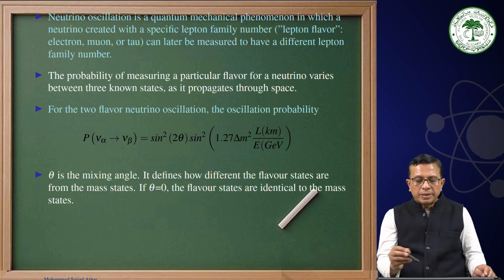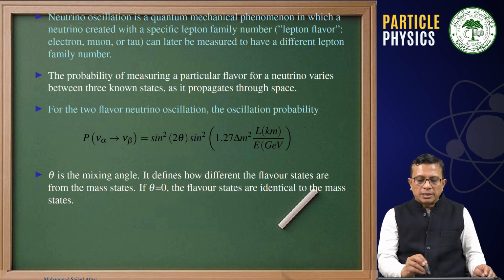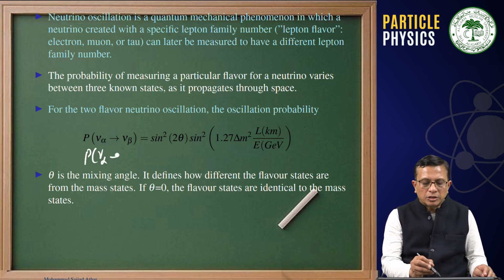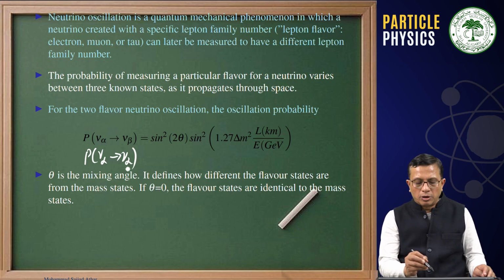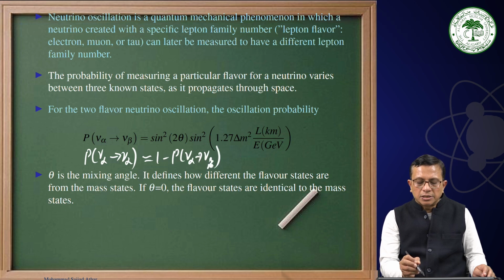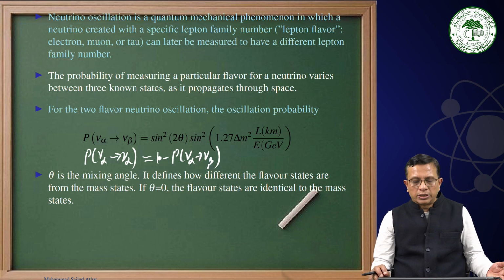Now, if the mixing angle is 0, then you can see that there will be no oscillation. That means even if I ask you the question, what will be nu alpha to nu alpha, that means muon type neutrinos remaining as muon type neutrinos, it will be 1 minus the probability of nu alpha to nu beta. And if this is 0 for theta equal to 0, then all the time a muon type neutrino will remain as a muon type neutrino.